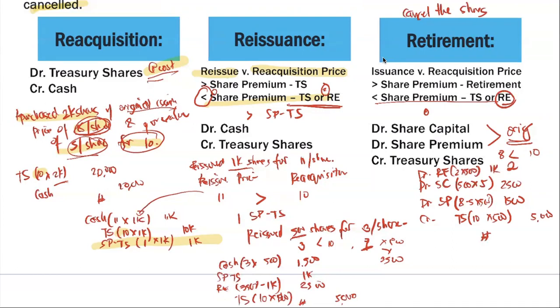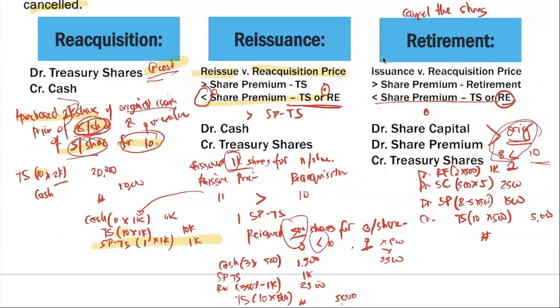Okay? So retirement yan. As you can see here, from 2,000 shares reacquired, we reissued 1,000 for more than, and then we reissued another 500 for less than, but we retired the last 500 for less than. Okay? So the share premium, the issuance, you compare the original issuance price, 8 per share, to your reacquisition price already. Okay? I hope we are clear.